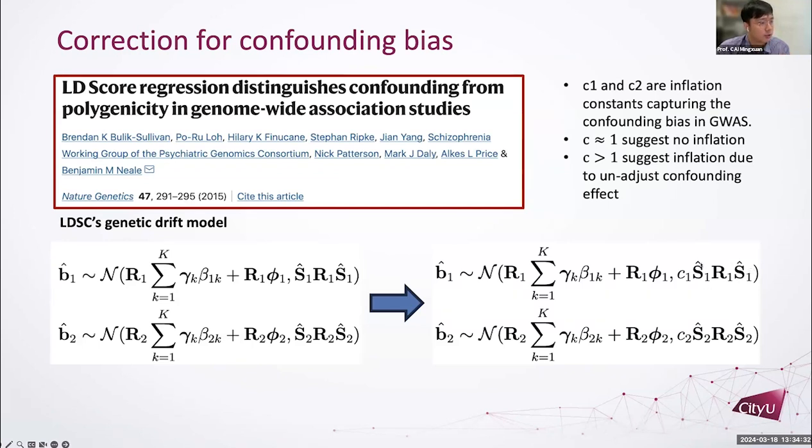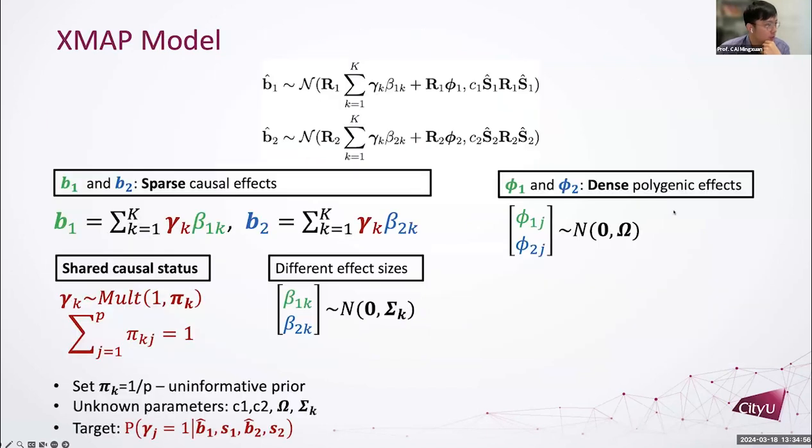This C can in practice be estimated from data. Usually, when there is no confounding, C will be estimated to be very close to 1. If there is confounding in the GWAS summary statistics, C will be estimated larger than 1, and plugging in this C estimate can help us adjust for the unadjusted confounding effect.